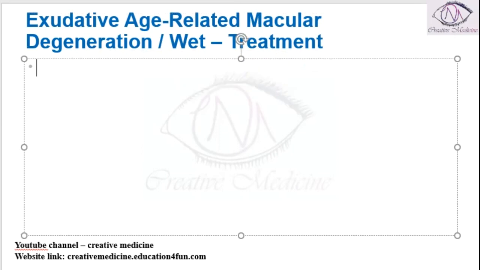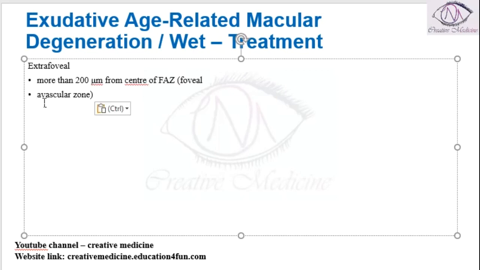In age-related macular degeneration, that is wet or exudative age-related macular degeneration, we have three things. One, it can be extrafoveal. Extrafoveal age-related macular degeneration means it is present more than 200 micrometers from the center of the foveal avascular zone.